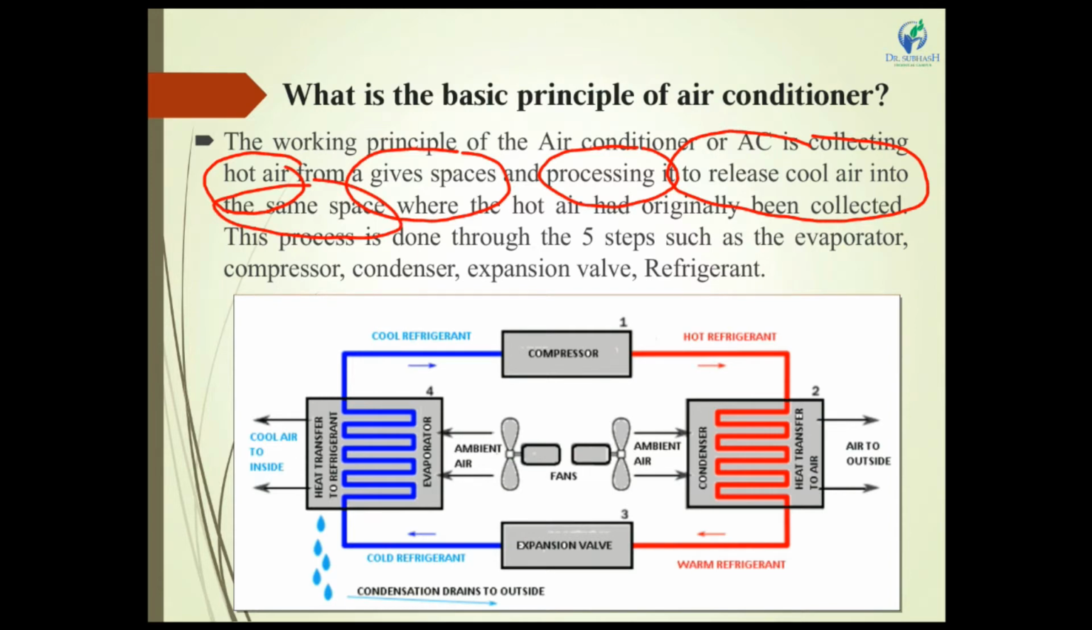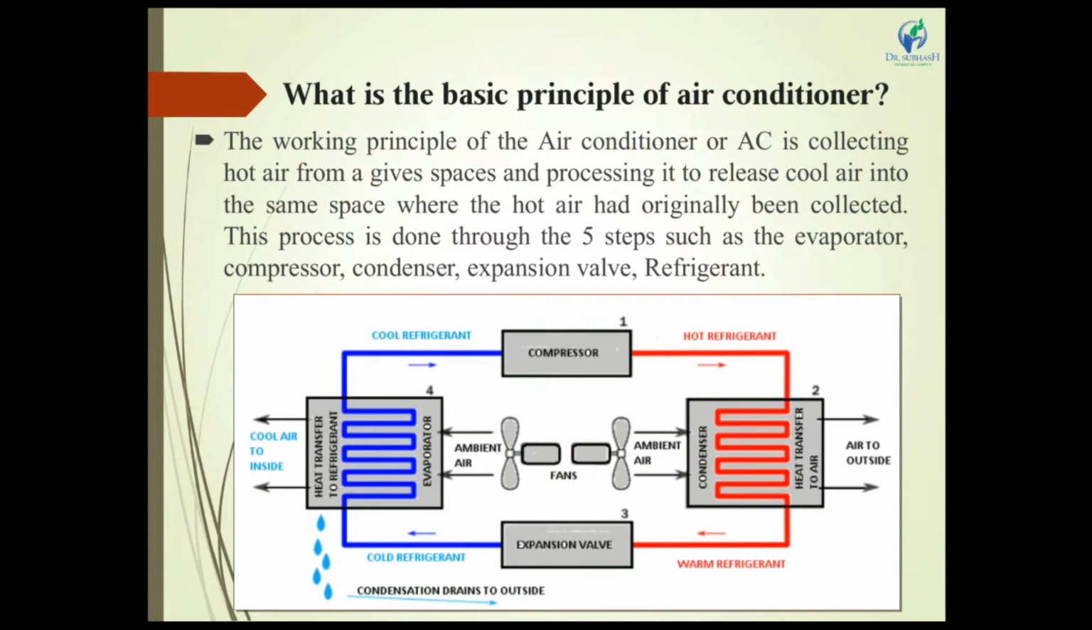You have to repeat this sentence. The working principle of air conditioning is collecting hot air from a given space, an enclosed space, home space, and processing it. We have to note the changing of room air to surrounding atmosphere air. We process the air and release cool air into the same space where the hot air had originally been collected. This process is done in 5 steps.